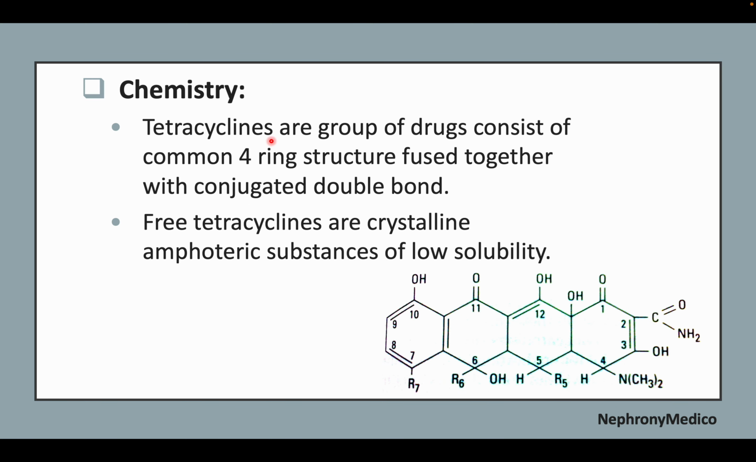Chemistry: tetracyclines are a group of drugs consisting of a common four ring structure fused together with a conjugated double bond. The free tetracyclines are crystalline amphoteric substances of low solubility.